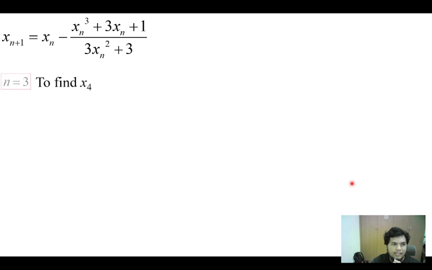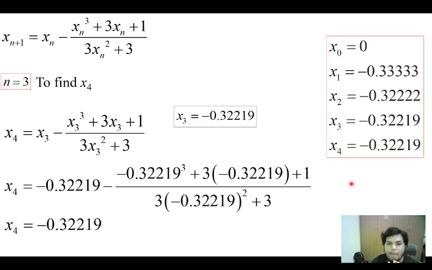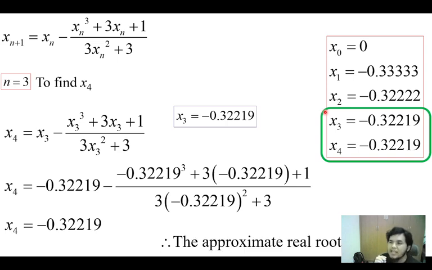From here we get the answer. We put back the value of x3 into the equation of this Newton-Raphson, and we have the answer negative 0.32219. Comparing the last two answers here, we have the same answer. Once we get the same answer, stop, don't continue. We have found our root. So we just make one statement: therefore, the approximate real root is negative 0.32219.